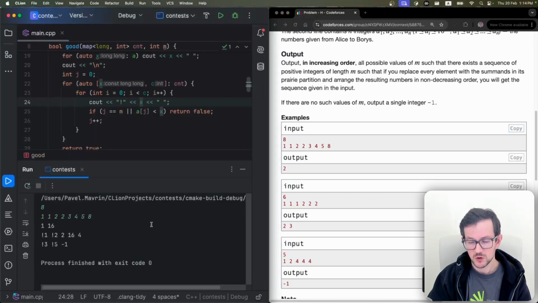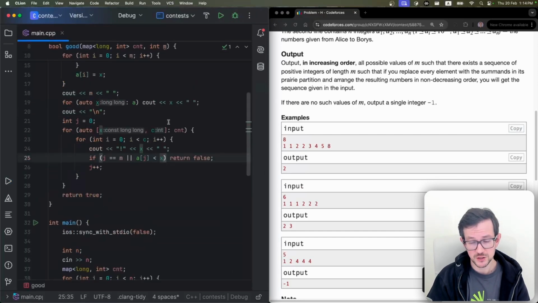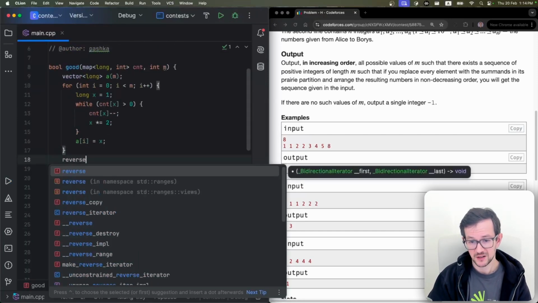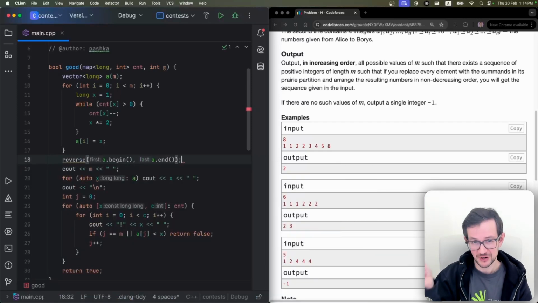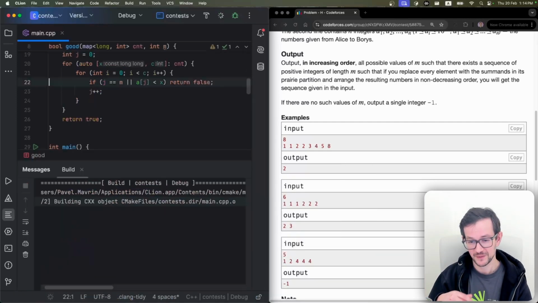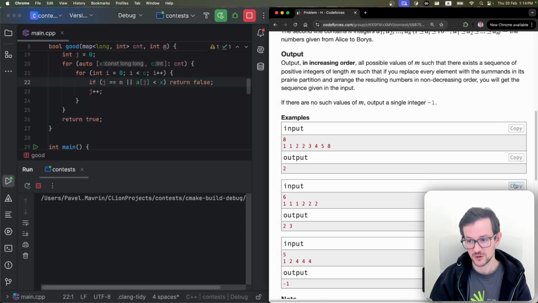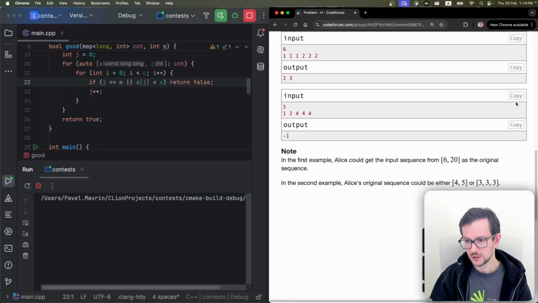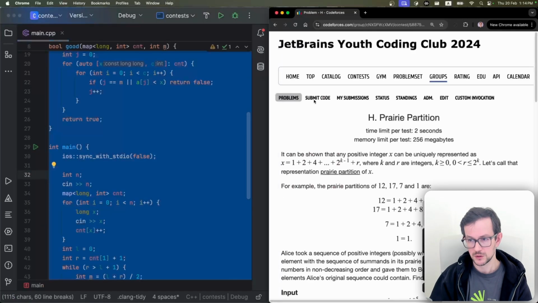Okay, yes, because my array is sorted in the wrong order. Yeah, so my array A is sorted in decreasing order, and I check elements in increasing order. So you need to reverse this array. So now both arrays are in increasing order, so you're fine. That's it. You check this. Yes, you submit, and then I will have a mistake.